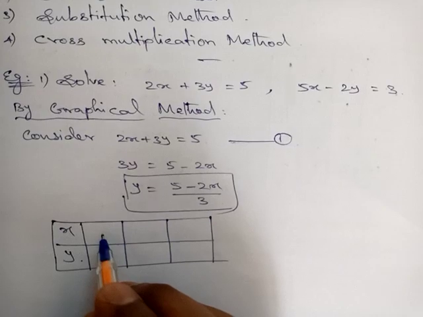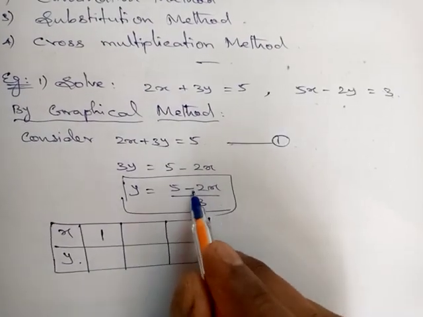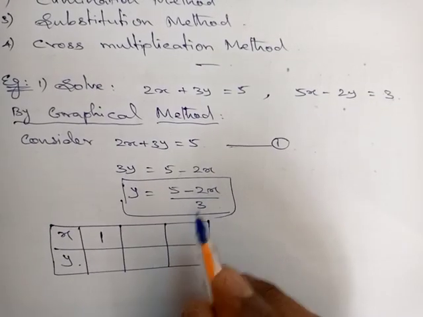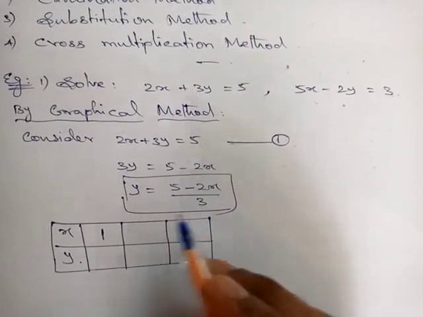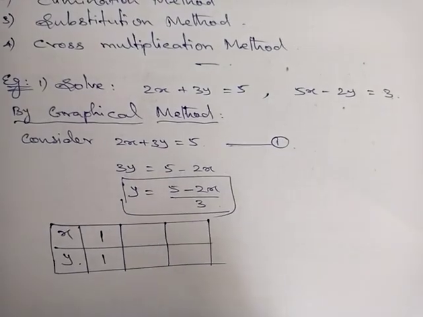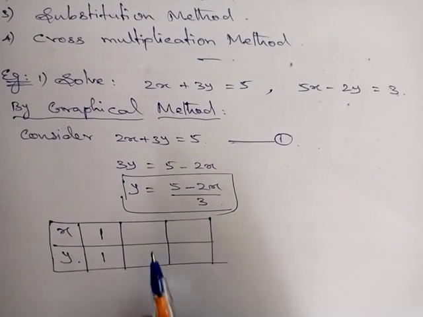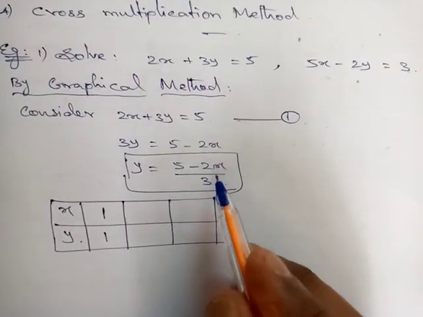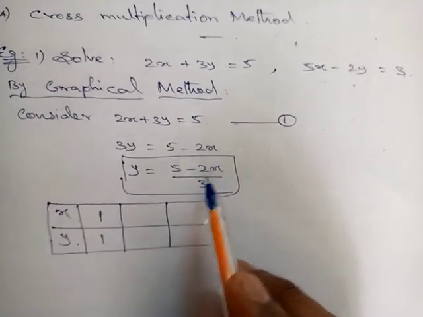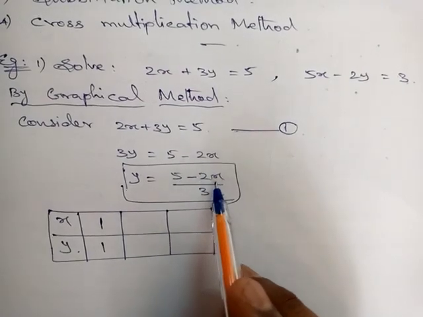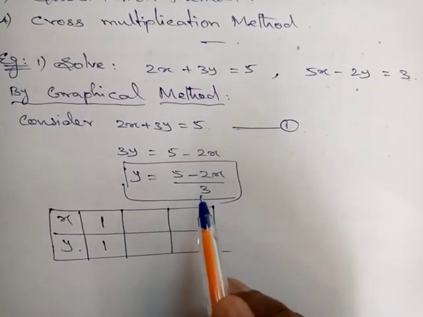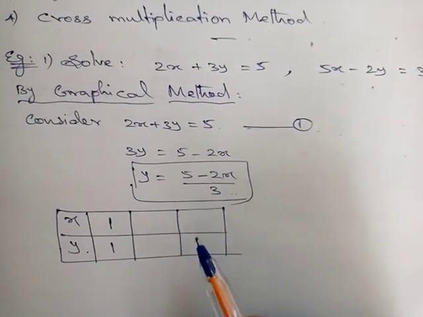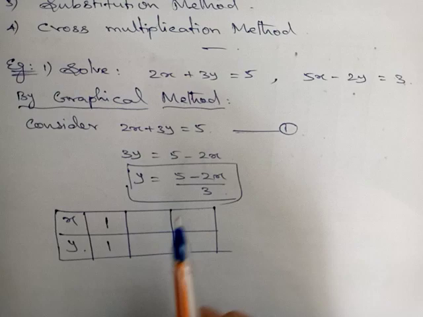So I am giving x value as 1. 5 minus 2 into 1, 2. So 5 minus 2 is 3. Numerator 3 divided by 3, so 3 by 3 cancels to 1. The y value is also 1. Like this we have to give another value for x. Next I am trying 2. If I give 2, 5 minus 2 into 2, 4. So 5 minus 4 is 1, 1 by 3. We cannot plot that 1 by 3 point, it is a little bit difficult, that's why I am leaving this 2.